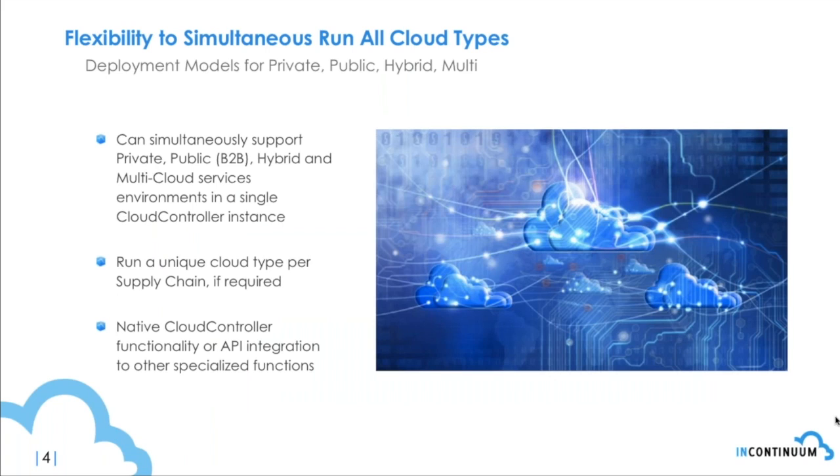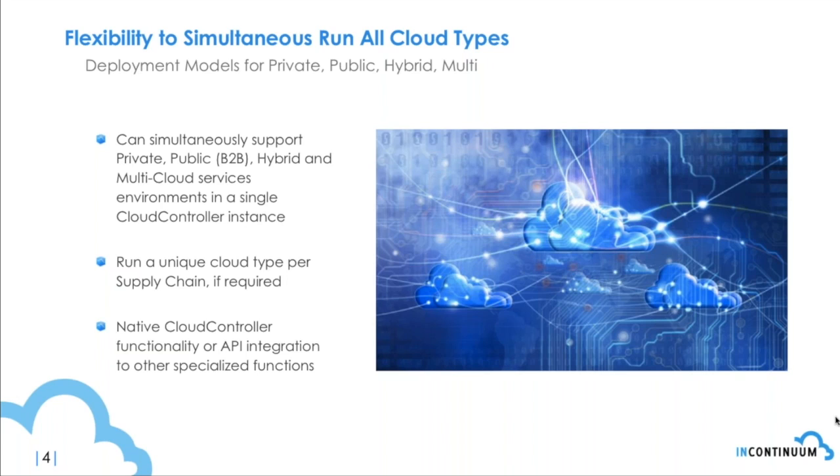So what kind of cloud can you build with CloudController? We offer you much flexibility to simultaneously, in a single server instance of our product, manage all types of cloud that are currently available in the marketplace. You could build a private cloud from on-premise resources, a public B2B cloud, a hybrid cloud, which of course is a combination of public resources and private on-prem resources, or a multi-cloud environment that can consist of multiple resources on-prem and potentially multiple resources from hyperscale public clouds.